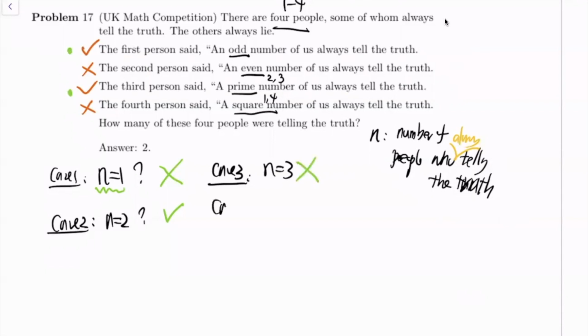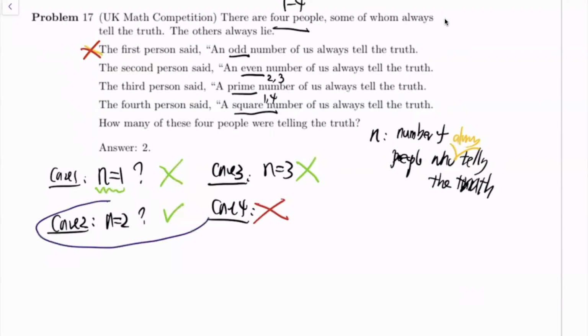And case 4, right? Let's see what do we have. If the 4 people are telling the truth, this is obviously not correct because this one will just be wrong, right? Because this guy is not telling the truth, which is impossible. Okay, all right. So finally, we find the only valid case is there are 2 people who are telling the truth.